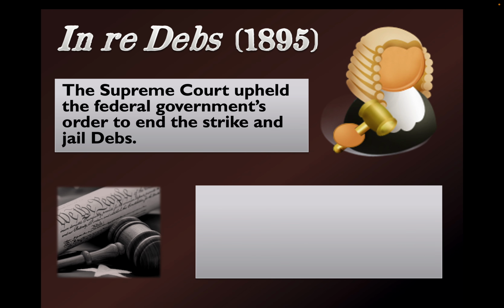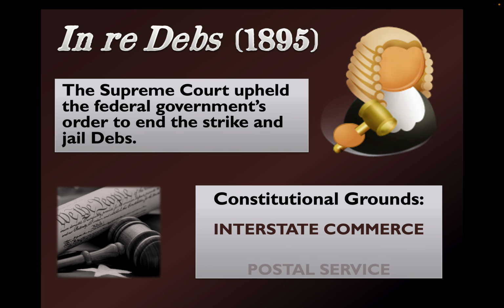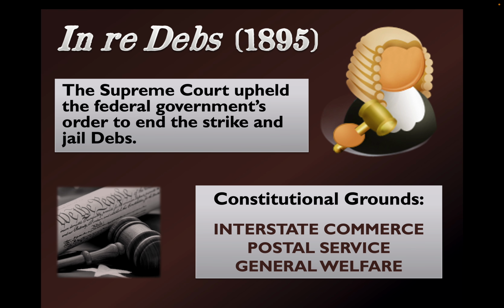There was a court case regarding him. The Supreme Court upheld the federal government's order to end the strike and jail Debs, so it was constitutionally legal according to the Supreme Court of the day. The grounds that they said it was the fact that he messed with interstate commerce. He messed with the postal service because Pullman train cars were carrying the mail of the time, and it affected the general welfare of the public.